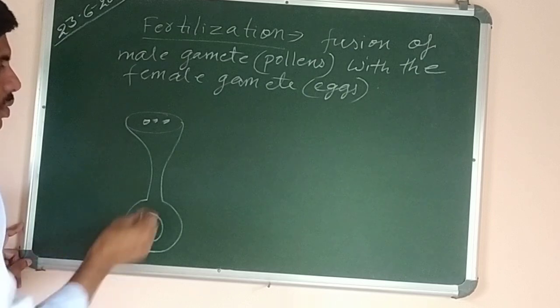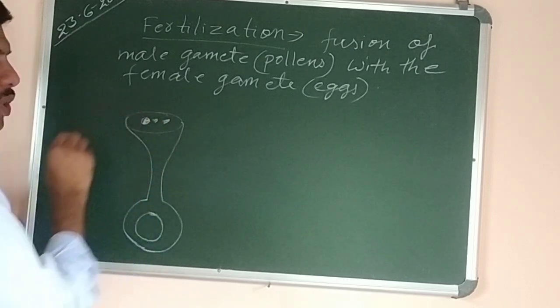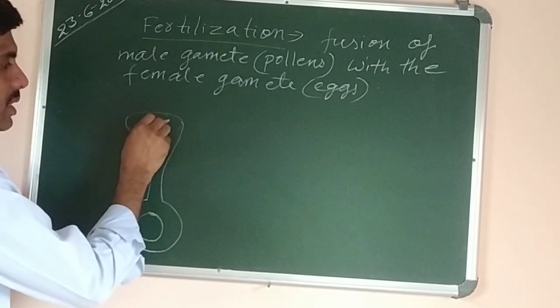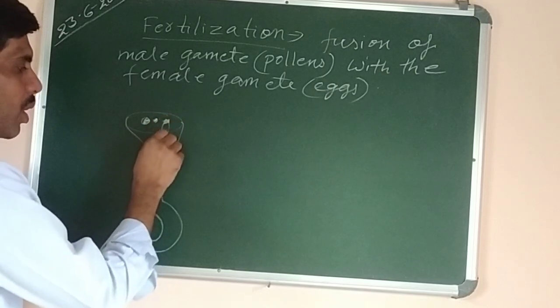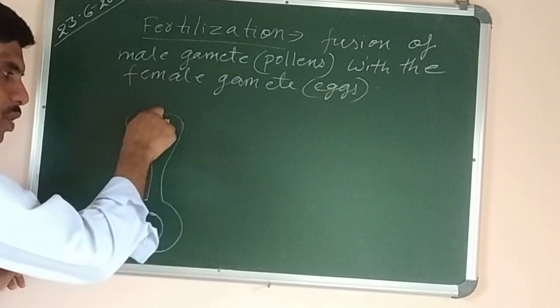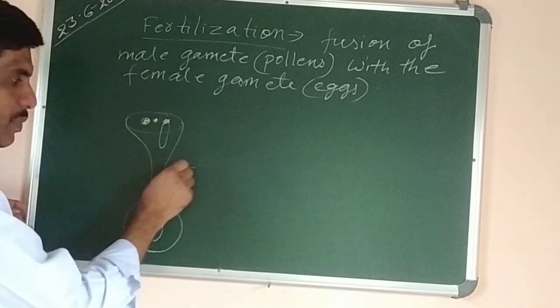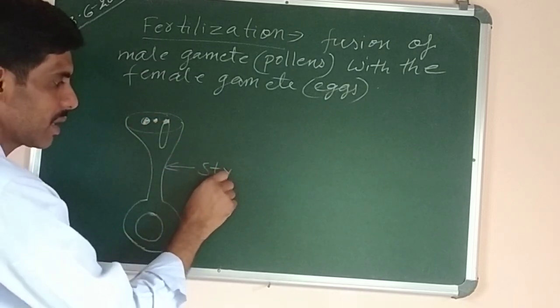Okay. So now these pollens which are deposited on the surface of the stigma, clearly seen, no? They will start producing a tube which is called the pollen tube. And the pollen tube will gradually pass through the style. This part of the flower is called the style.